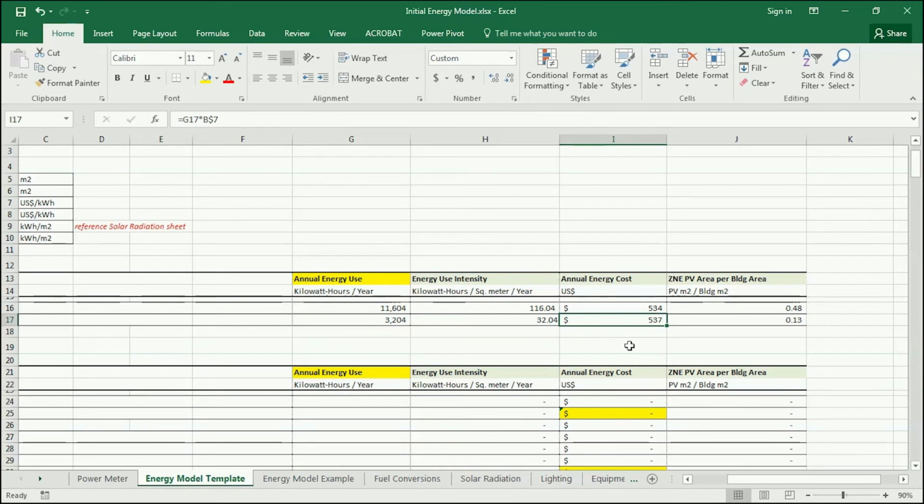Okay, so now you should have a good idea of how to read your utility bills or your energy bills. In the next tutorial, we'll be looking at how to estimate the potential for on-site energy generation.